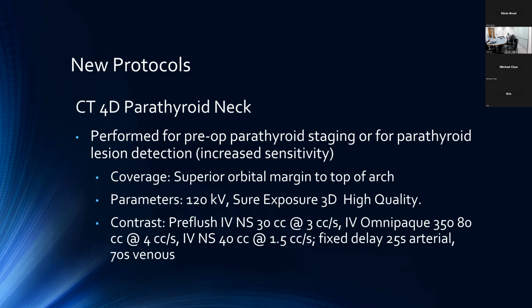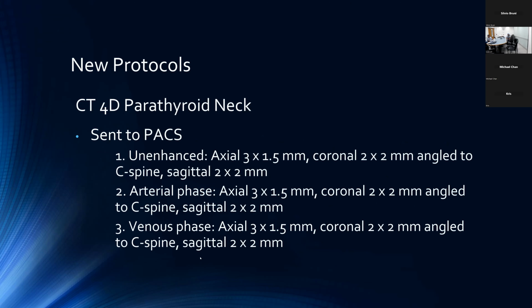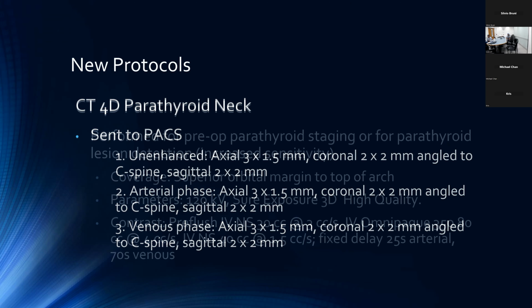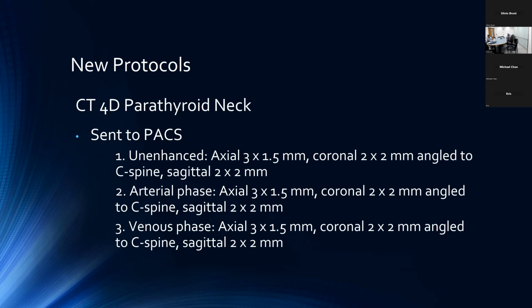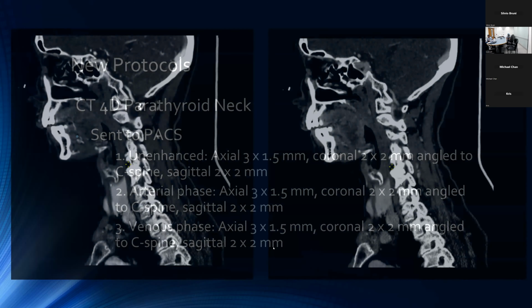So for coverage and parameters, really it's the same as our routine soft tissue neck examination. Main difference being that we're requiring multiple phases, including a non-contrast, an arterial, and a venous phase contrast exam, as opposed to really the routine venous phase that we're requiring for a routine neck. But otherwise, the parameters for those unenhanced, arterial and venous phases are all the same, and we're getting it in the triplanar, axial, coronal, and sagittals all sent to PACS for each one of those sequences.